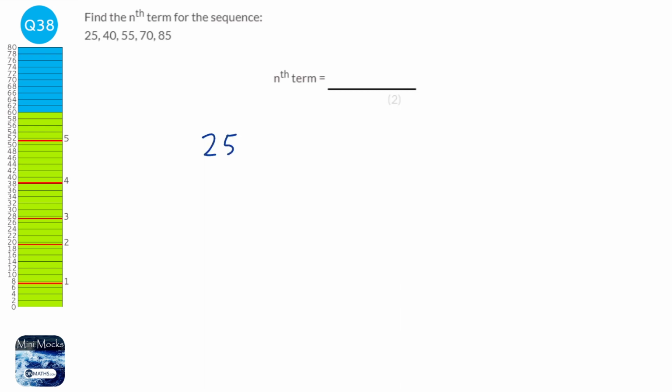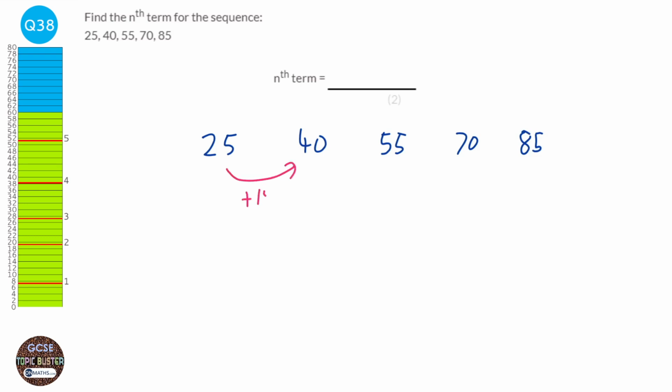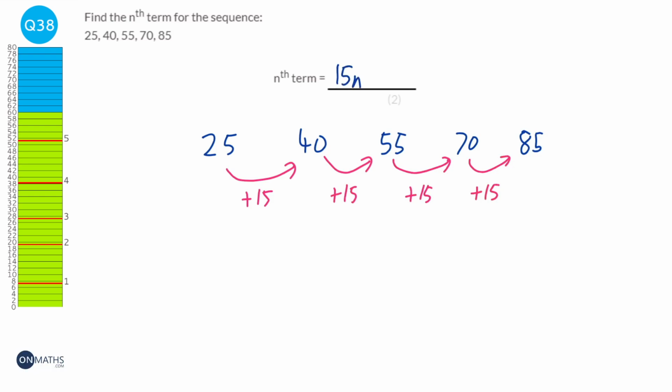So let's just write out this sequence. So first thing we're going to do is work out what the sequence is going up in, and we can see here that we're adding 15 each time in our sequence, and whatever the sequence is going up in is what goes before n, so it's going to be 15n. Now 15n would give us the 15 times table, and this isn't the 15 times table, so to work out what the offset is, we go and find our 0th term. So instead of adding 15, when we go backwards, we're going to take away 15. And so that would be 10. And so our answer is going to be 15n, and we're going to add that 10 on.